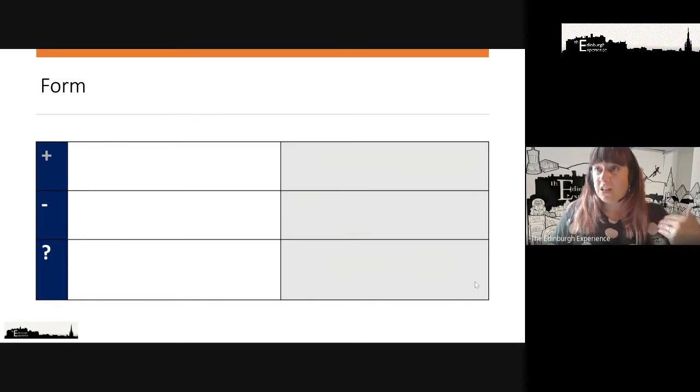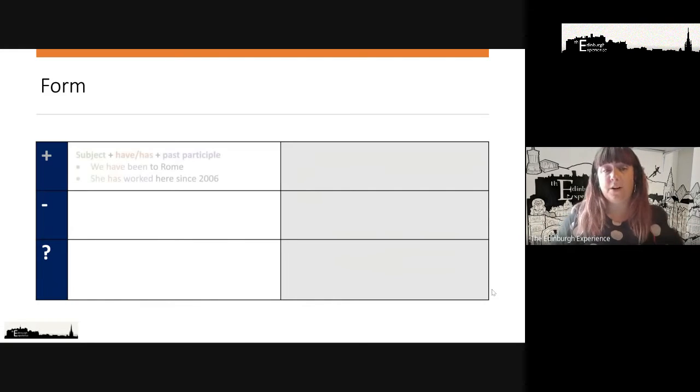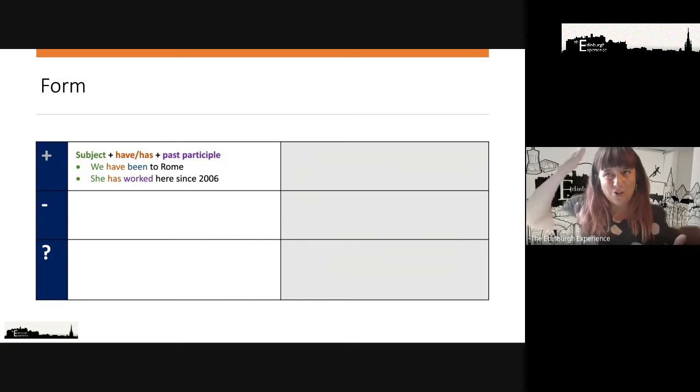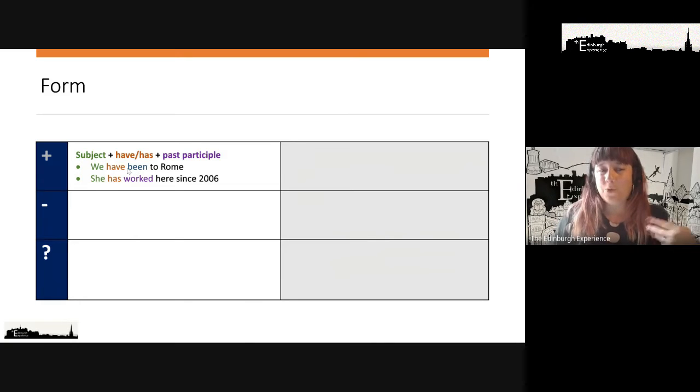Okay, guys, so I'm just going to very quickly go through how we structure, how we put together the present perfect. So in a positive sentence, it'll be the subject with have or has for the third person and your past participle. Yeah. So if you're learning verbs, that's usually your third column. Okay. Your past participle. For example, we've been to Rome, or she's worked here since 2006. Okay. We always have to use the past participle with perfect tenses.